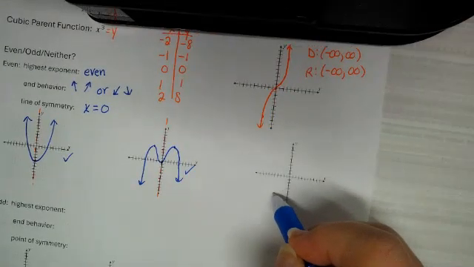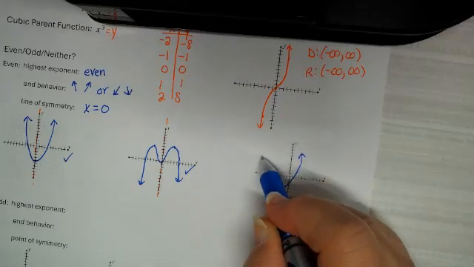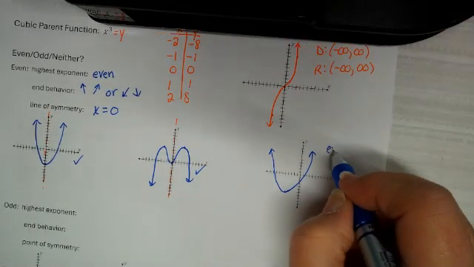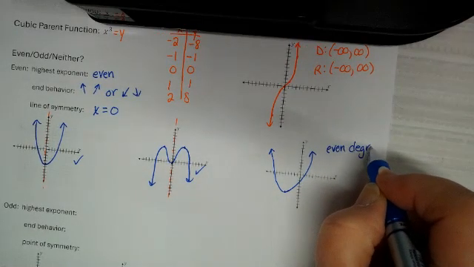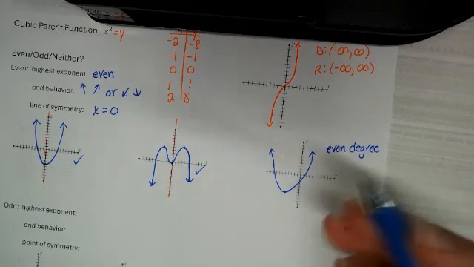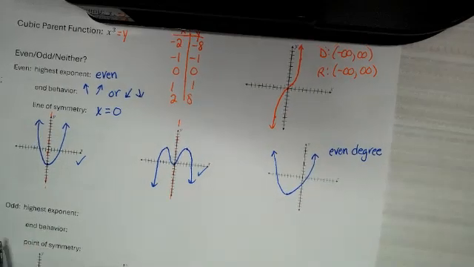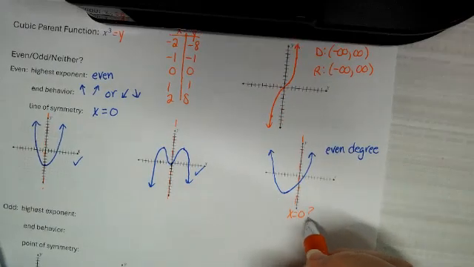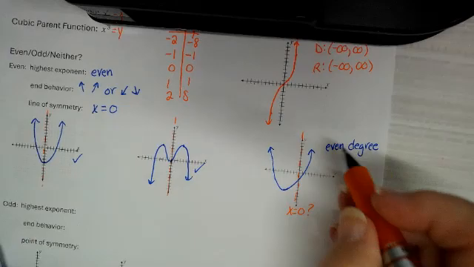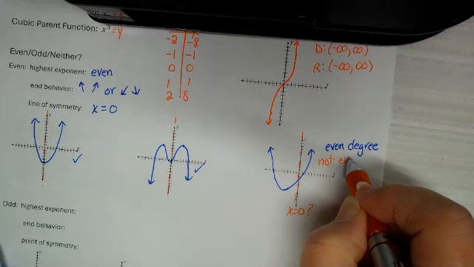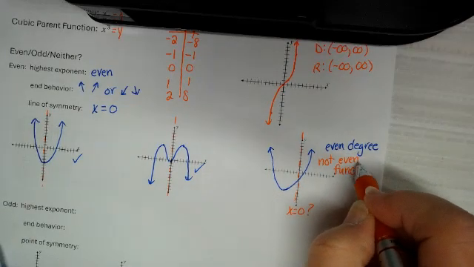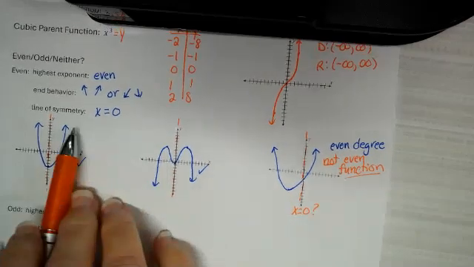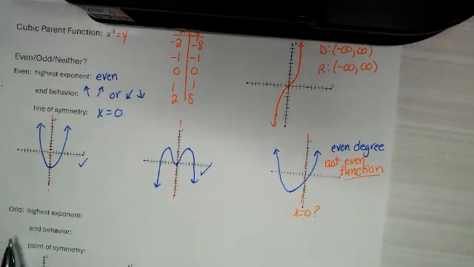Let's take another one. Let's say my graph looks something like that. Now, the arrows are pointing the same direction, so this function has an even degree, which means it's an x to the second, x to the fourth type of equation. But does it have an axis of symmetry at x equals 0? No. So that means it's not an even function. So there is a difference between having an even degree and being an even function. To be an even function, it has to have this line of symmetry at x equals 0.